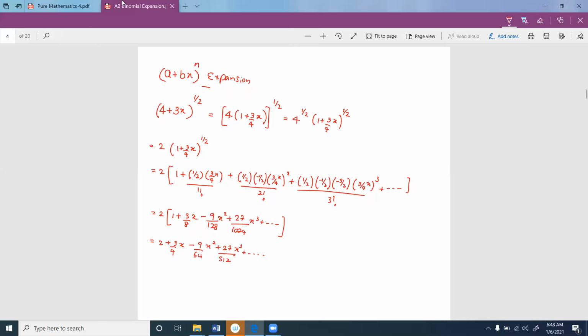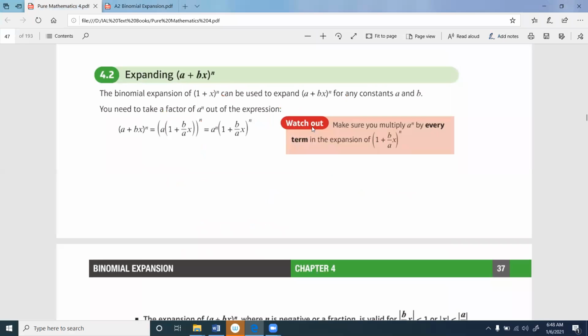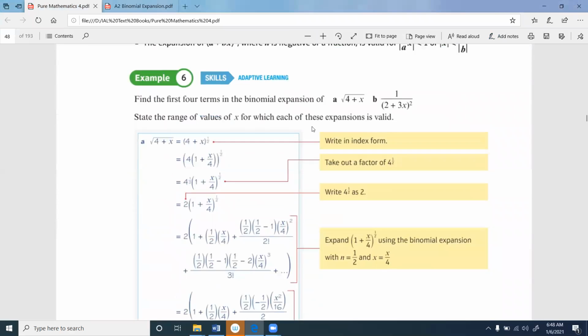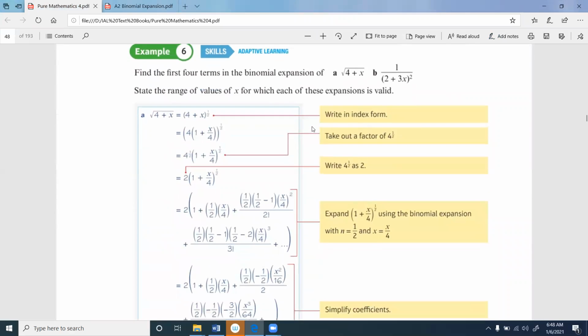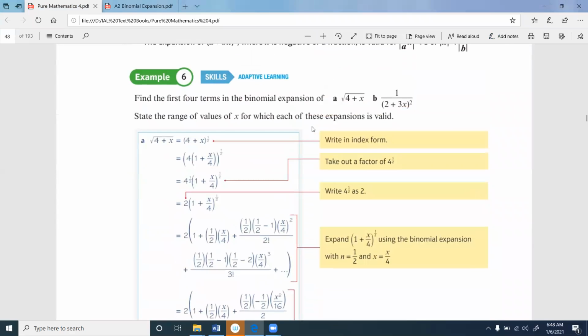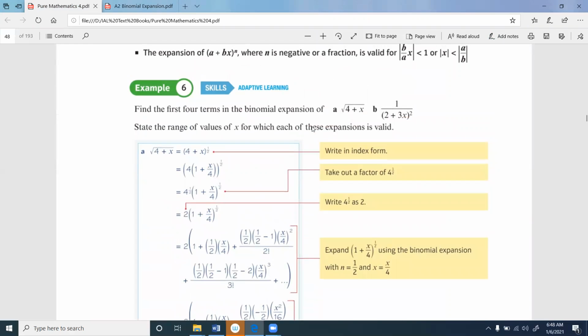Let's go ahead with a slightly extended question. This is the way they have given an expression. Hope you can understand how it came. Then we'll try to work out this kind of situation: 1 over 2 plus 3x to the power 2.